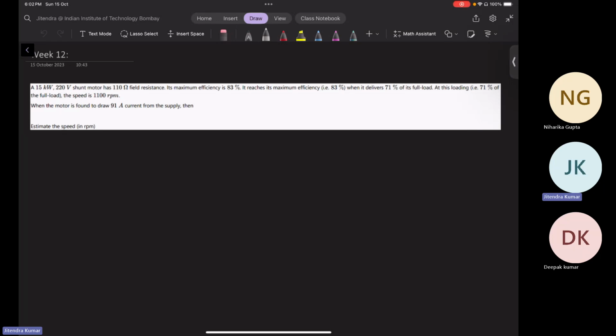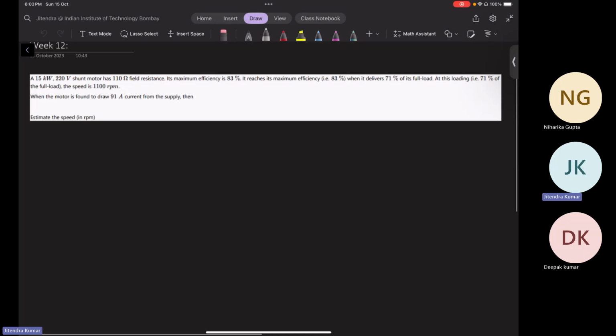So let's move forward. I hope you are able to read the problem. It is based on losses and efficiency. A 15 kilowatt 220 volt shunt motor has 110 ohm field resistance. Its maximum efficiency is given. I hope you are aware of the maximum efficiency condition. When does it occur? What is the condition for maximum efficiency?